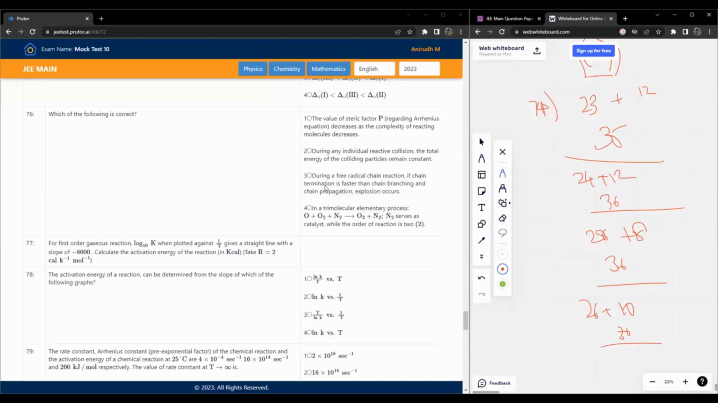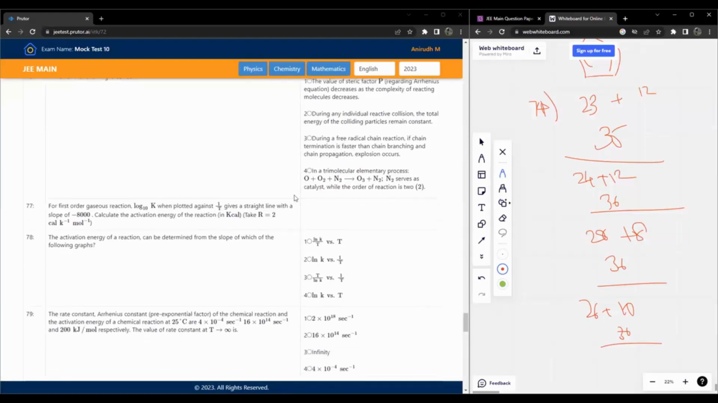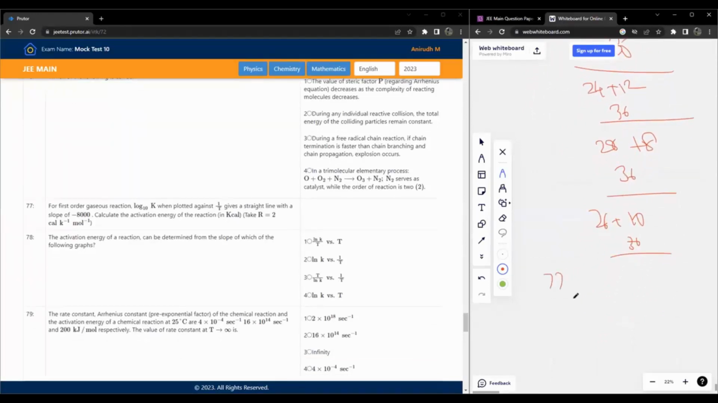And you can say that 2, 3, 4 are blatantly false because N2 is not a catalyst exactly, right? 2 and 3 are false, right? For a first order gaseous reaction, 77: log10 K plotted against 1 by T gives a straight line with slope of minus 8,000. Calculate the activation energy of the reaction. So the Arrhenius equation is K = A e to the power minus Ea by RT, right?